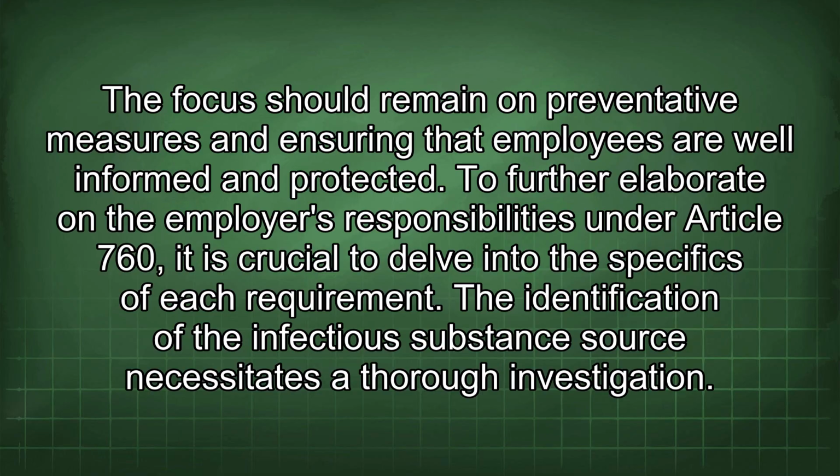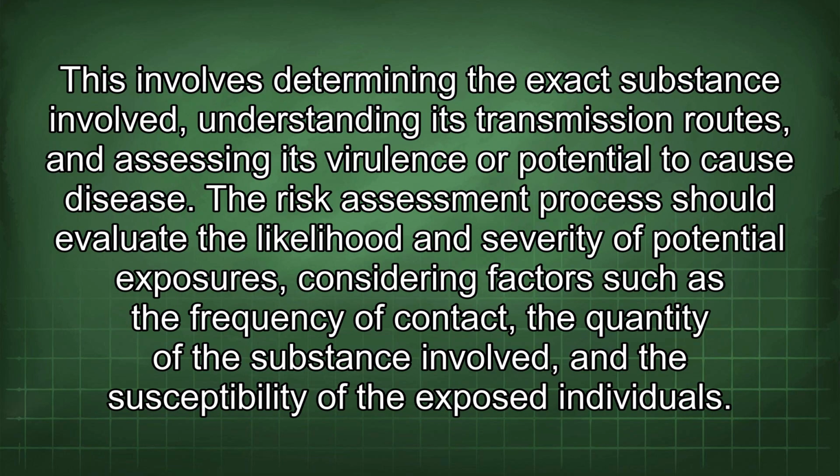To further elaborate on the employer's responsibilities under Article 760, it is crucial to delve into the specifics of each requirement. The identification of the infectious substance source necessitates a thorough investigation. This involves determining the exact substance involved, understanding its transmission routes, and assessing its virulence or potential to cause disease. The risk assessment process should evaluate the likelihood and severity of potential exposures, considering factors such as the frequency of contact, the quantity of the substance involved, and the susceptibility of the exposed individuals.